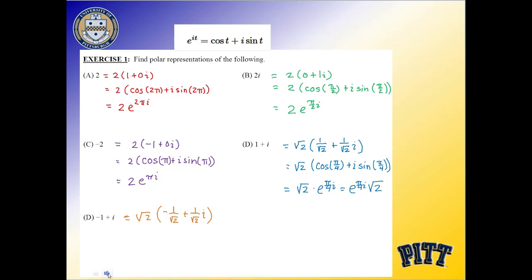I end up with square root of 2 times the quantity negative 1 over square root of 2 plus 1 over square root 2 i. So I'm looking for an angle that has a cosine of negative 1 over the square root of 2, but a sine value of 1 over the square root of 2, and an angle that does that is 3 pi over 4. So square root 2 times cosine of 3 pi over 4 plus i times the sine of 3 pi over 4, which I could simplify further to the square root of 2 times e to the 3 pi over 4 i power.